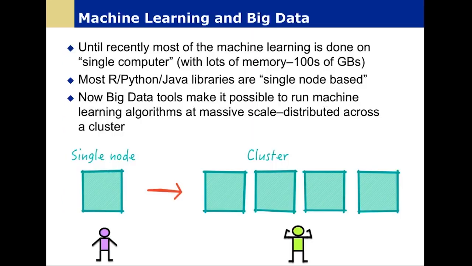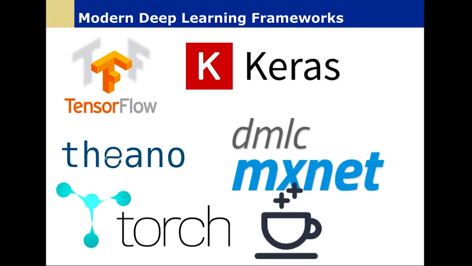And there are some efforts now on doing distributed deep learning, one of which I'm going to highlight today is BigDL. In the past, a lot of machine learning was done on a single computer with a lot of memory. In fact, a lot of machine learning libraries and deep learning libraries are basically single node based. They do not easily allow us to extend our workload into a cluster. However, big data tools we have today like Hadoop, Spark, etc. allow us to do machine learning algorithms at scale distributed across the cluster.